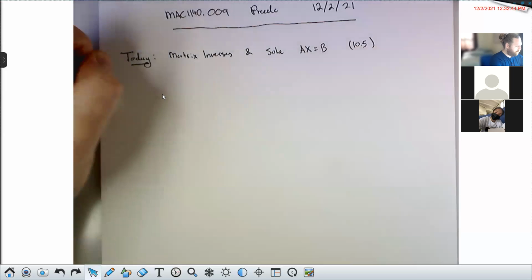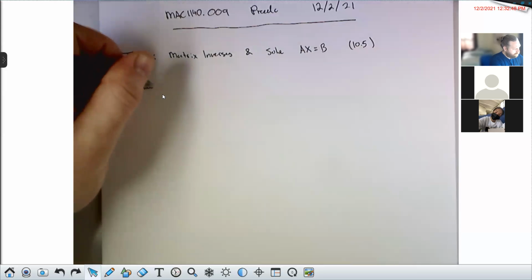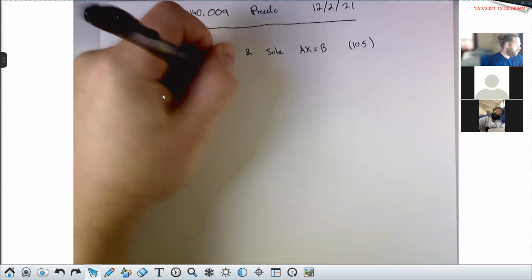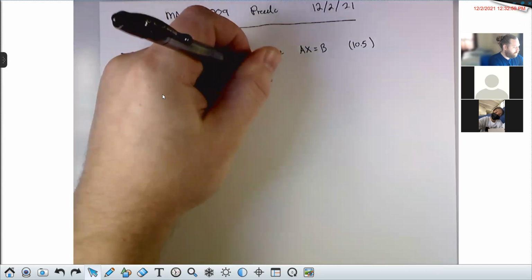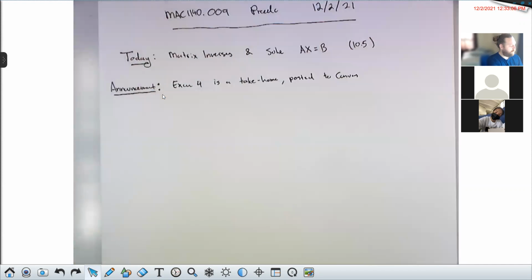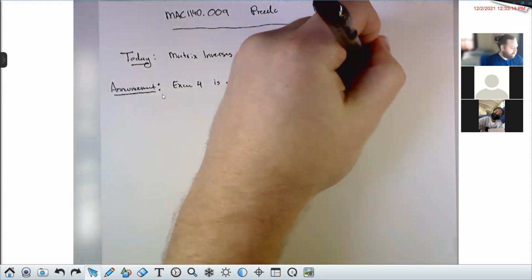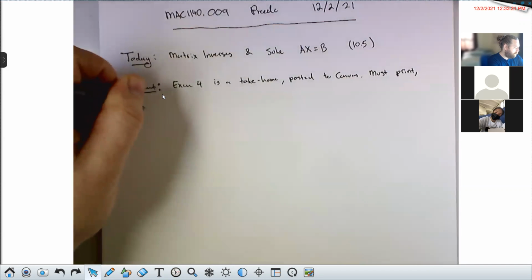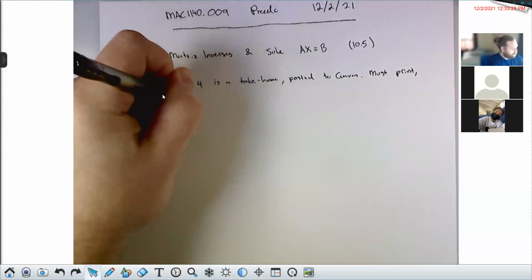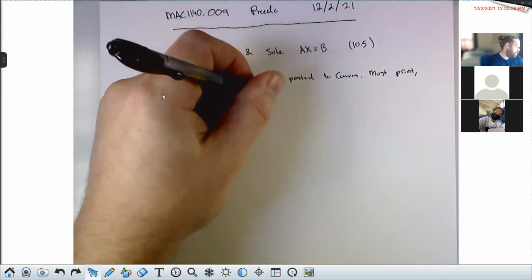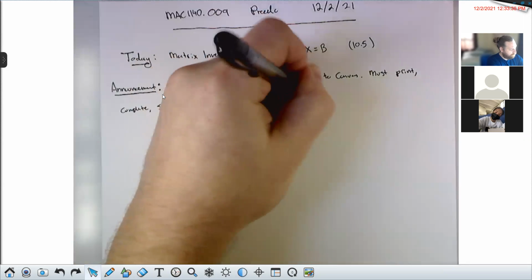Little announcement. I think I talked about this last time, but exam 4 is a take-home test. Posted to Canvas later today. The instructions are going to be there. They're going to be very clear. You need to print the thing. Then complete it. Then scan. And finally upload to the assignment in Canvas called exam 4.